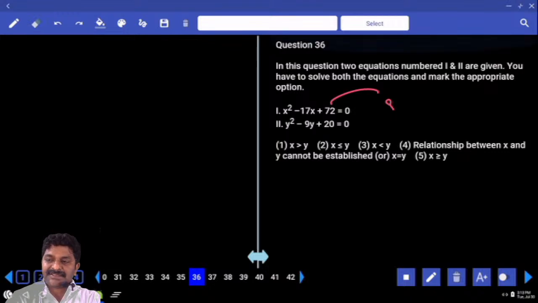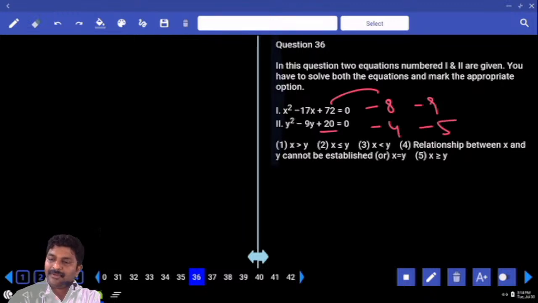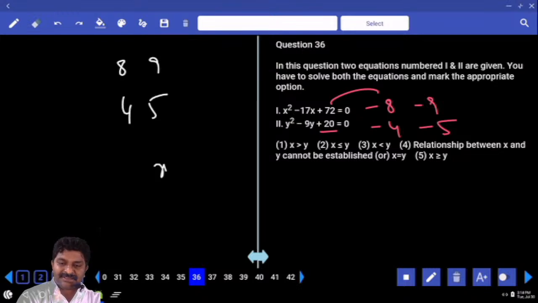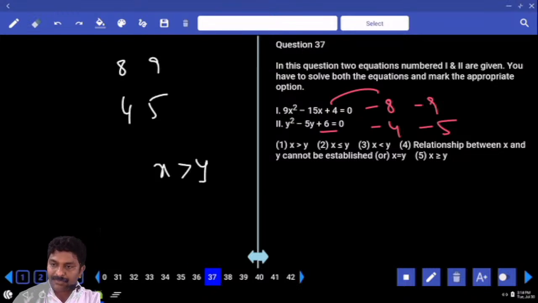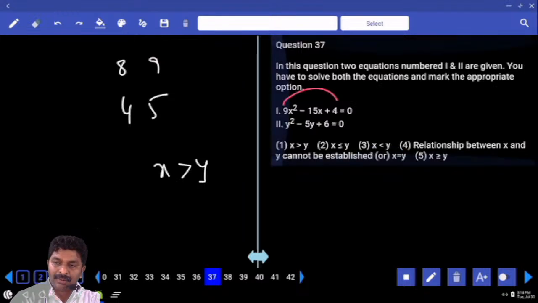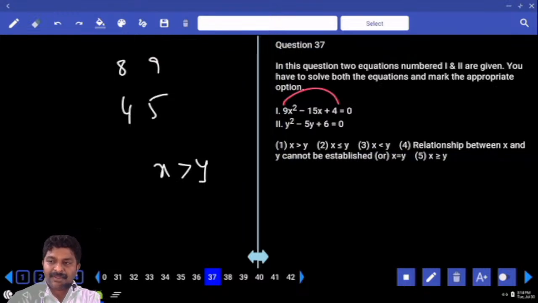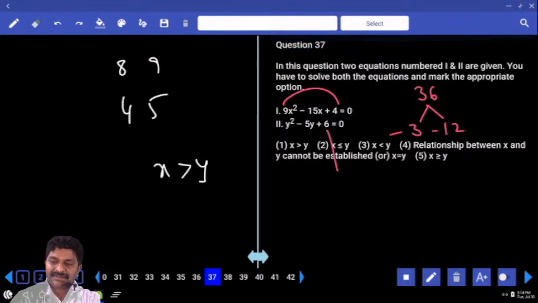72 can be written as 8 times 9, and 20 can be written as 4 times 5. So factors are 8, 9 and 4, 5. X is next. 9 fours are 36. 36 can be written as 3 times 12. Minus 3, minus 12 is the combination, and 6 can be written as minus 2, minus 3.